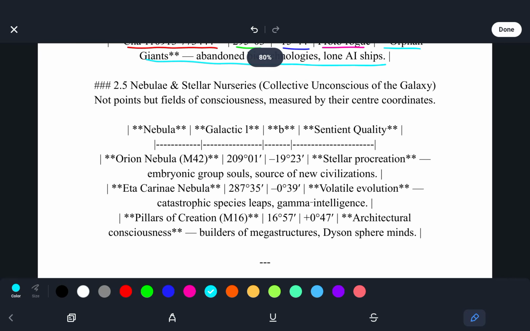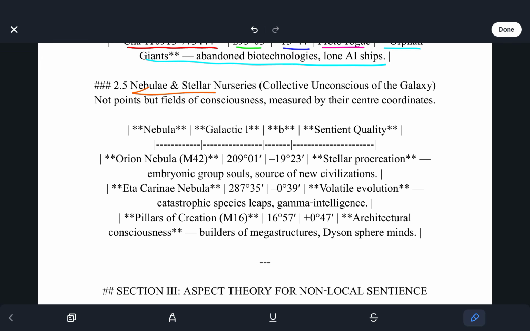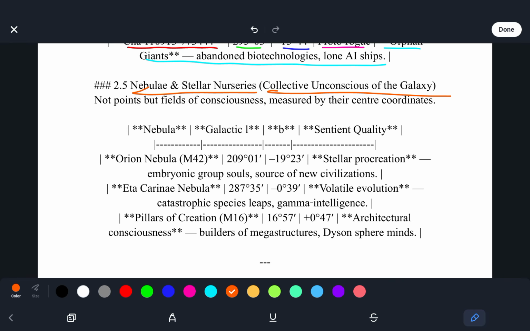So, now I want to go over nebulae and stellar nurseries, essentially collective unconscious of the galaxy. The galactic. Alright, so these are not points necessarily, but fields of consciousness, measured by their center coordinates. So we're going to go over the nebula, the galactic 1, B, and sentient quality. Alright, so we see here the first nebula, Orion Nebula M42. Then we're going to go over Eta Carinae Nebula and Pillars of Creation M16.